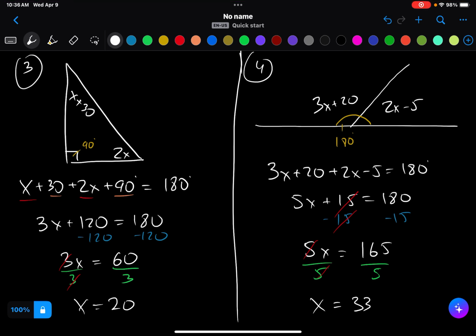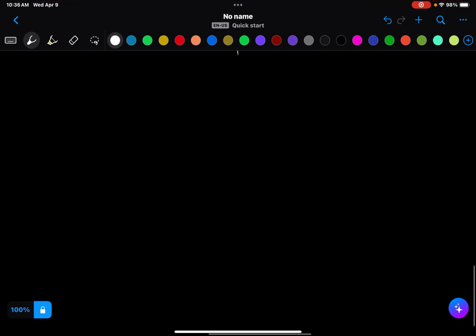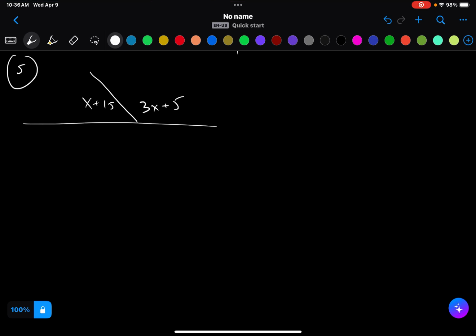Pause that if you need to. We're going to move on to number 5. 5 is very similar to 4. You have a straight line that's being split into two angles, x plus 15 and 3x plus 5. Again, they're part of a supplementary pair. This angle is 180 degrees. So these two angles will add back up to 180 degrees. So just add them up. x plus 15 plus 3x plus 5 should equal 180.